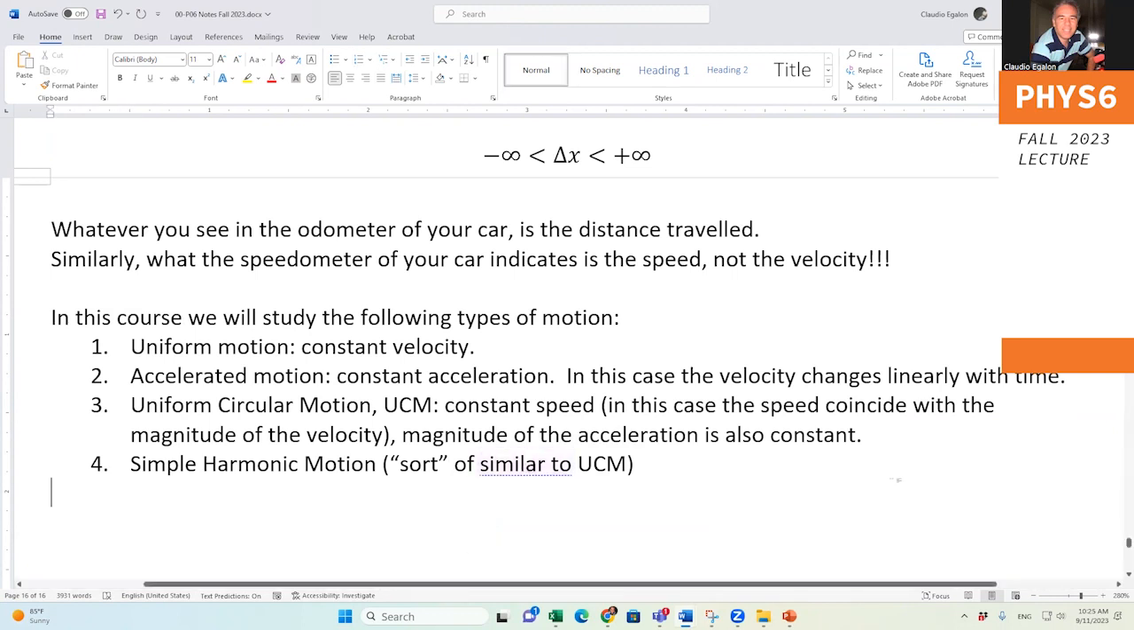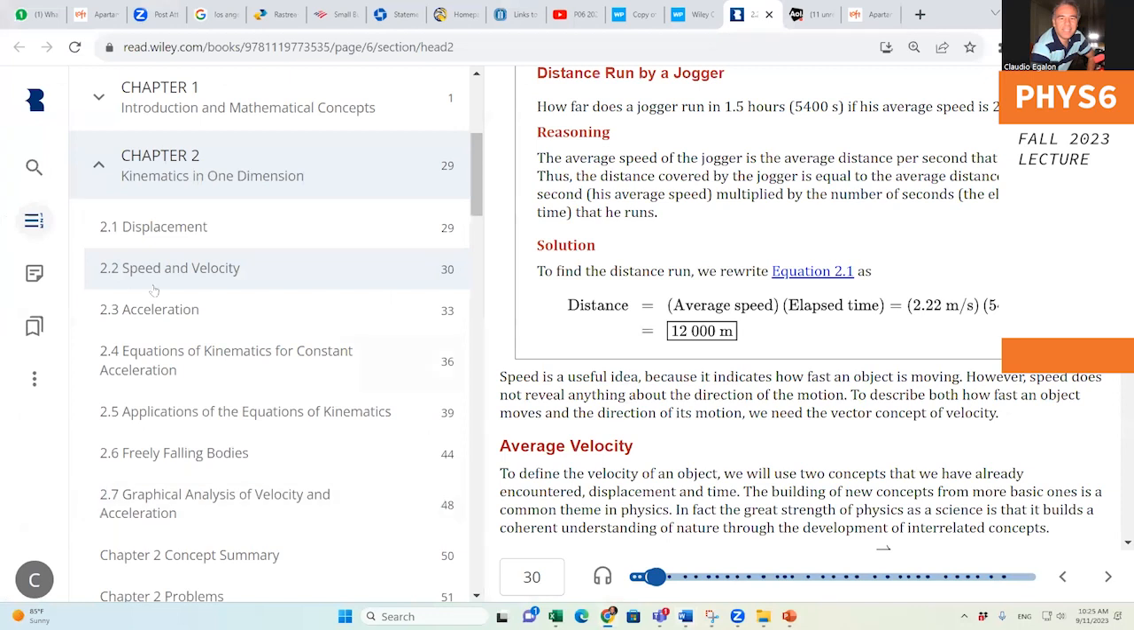Sort of like that. I don't like that. But before we get into this type of motion, let's go ahead and define what acceleration is. And here you go. Let's take a look in the book.